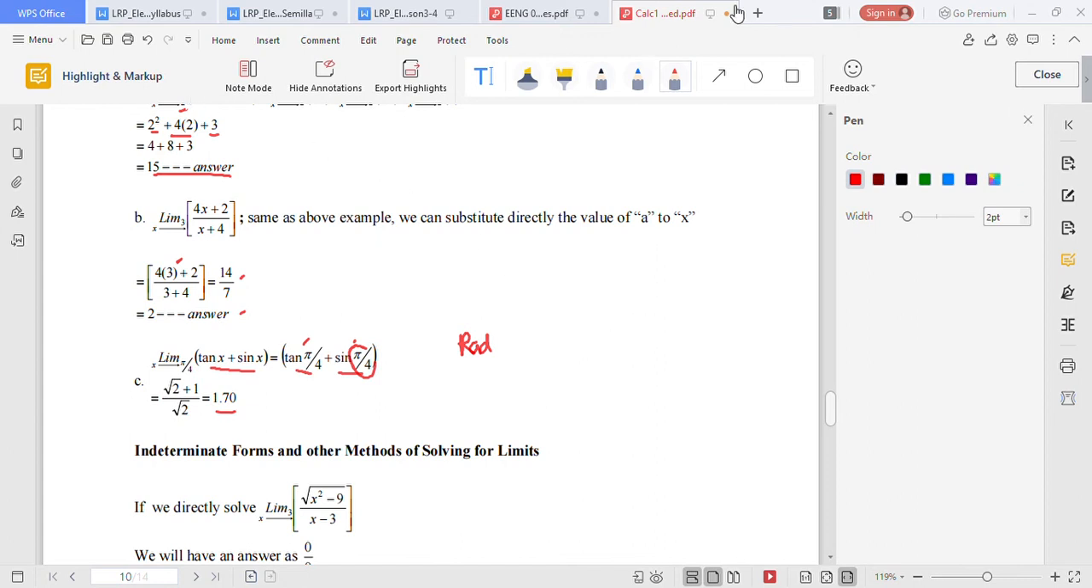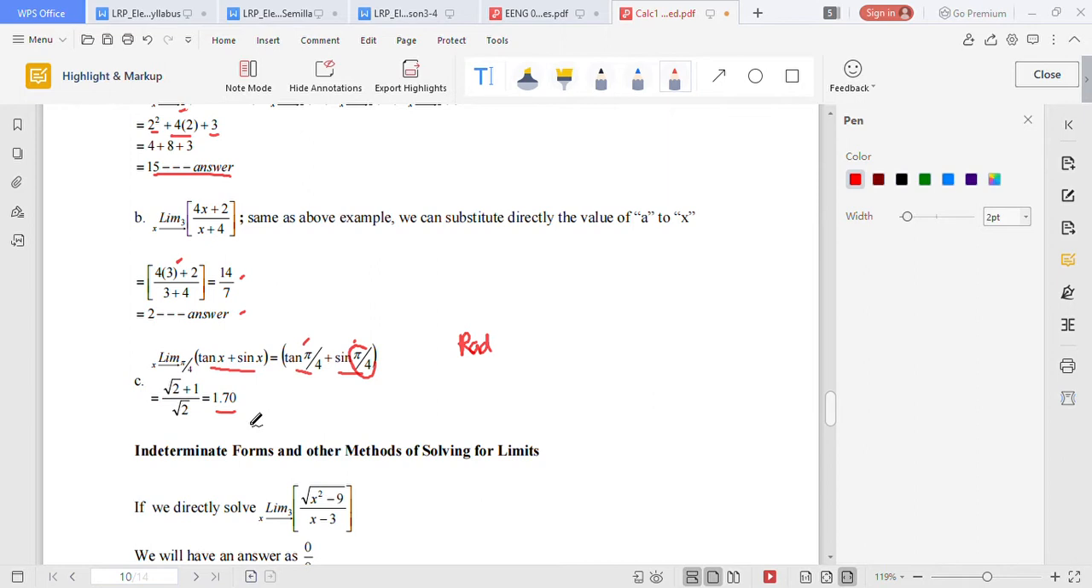Okay? So, as I've said earlier, if you're going to use your calculator and you are dealing with a pi, then you set the mode into rad, because a calculator is usually in degree mode. So, you set that into rad and then you just key in tangent pi over 4 plus sine pi over 4, and that answer would be 1.7.